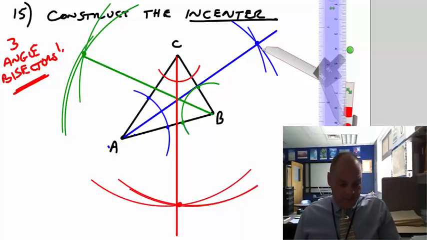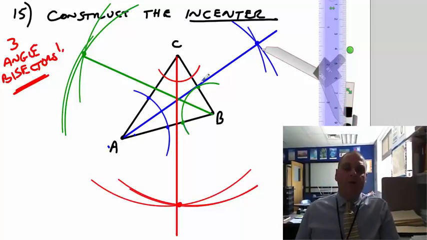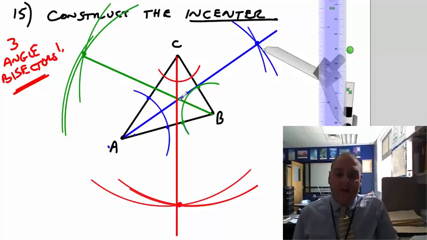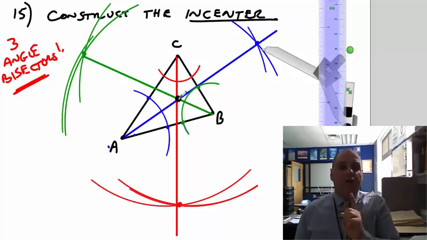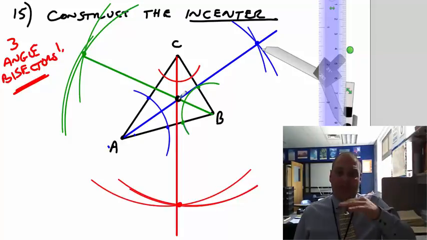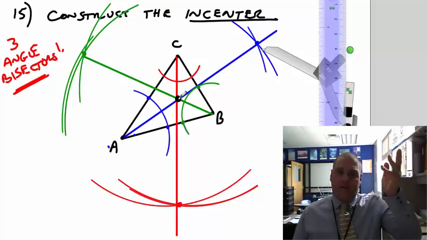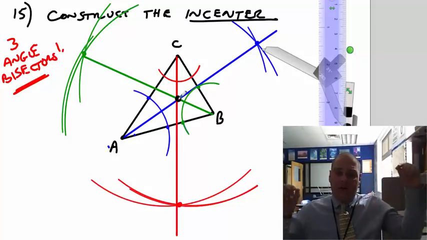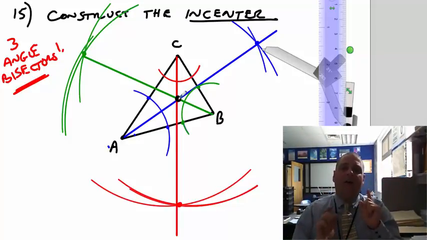But as you can see, where do the red, blue, and green all intersect? They intersect at one point, and that's called a point of concurrency. More specifically, it's called the in-center, because it was created by three angle bisectors. All three angle bisectors intersect at one point called the in-center. And that is a point of concurrency.